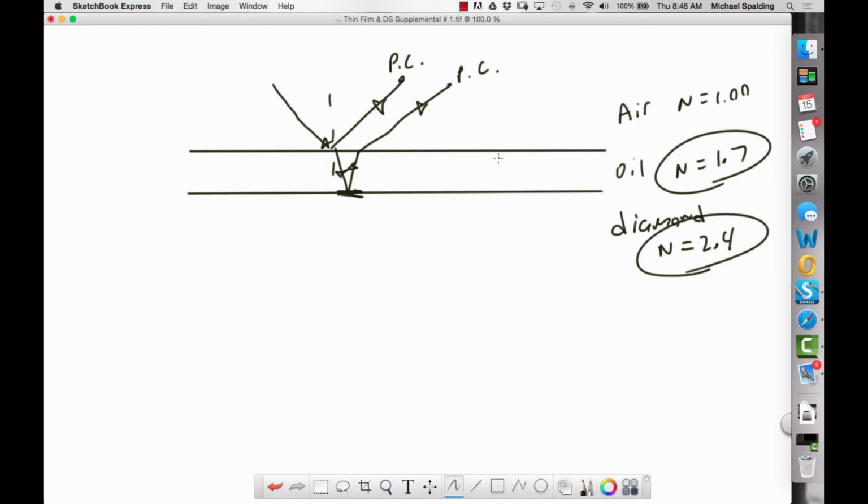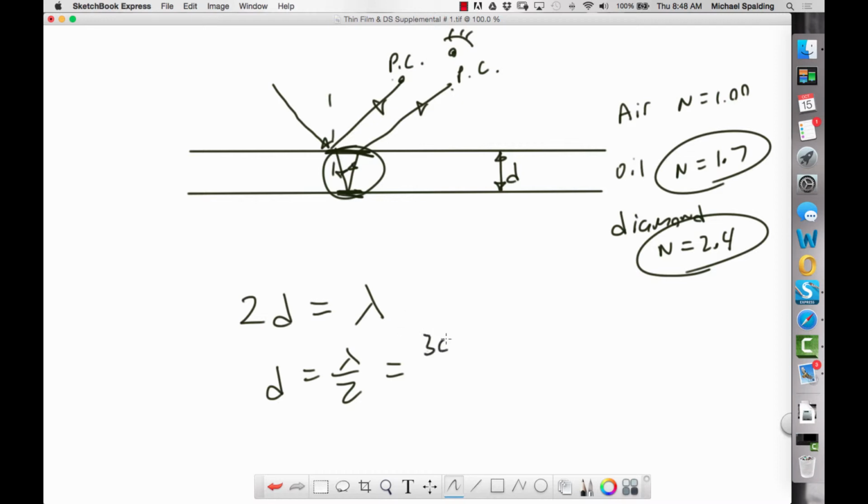So now, to get a bright spot, so here's D, right? What's the extra distance traveled? 2D. Now, they've both had a phase change. So now this is just going to be lambda. If you're looking down on this, if that's your eyeball, you want these to stay in phase, so that's just going to be lambda. So D is going to be lambda over 2.